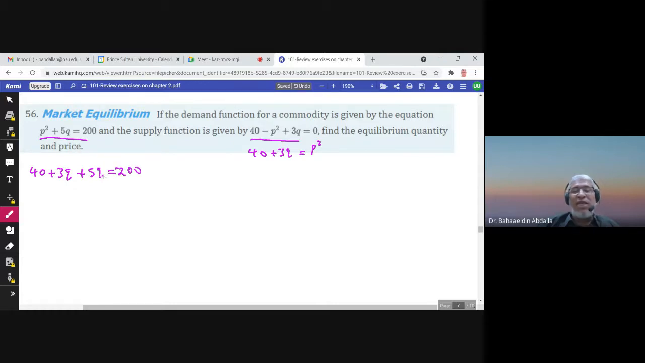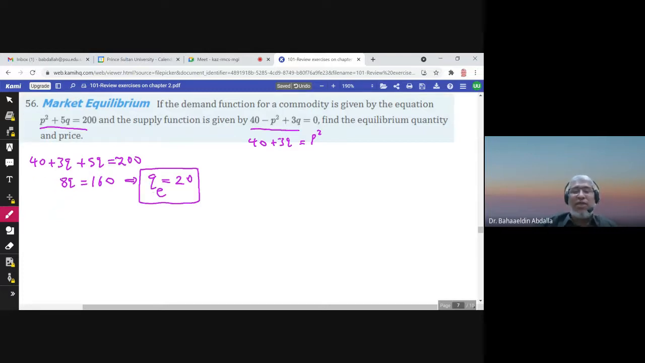Now this is a linear equation, not a quadratic equation. So 5 plus 3, 8Q. I keep Q on this side and take 40 to the other side. 200 minus 40 is 160. And if you divide by 8, you get 20. So the equilibrium quantity would be 20.